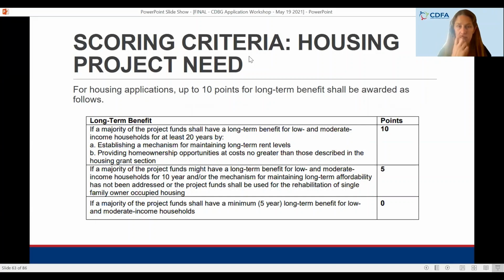So the next criteria is whether there's significant long-term benefit. For projects that can show a long-term benefit of at least 20 years, they'll receive 10 points. For projects that have a long-term benefit of 10 years, it will be 5 points. And for projects that have the minimum, which is 5 years of long-term benefit, they'll receive 0 points in this category.